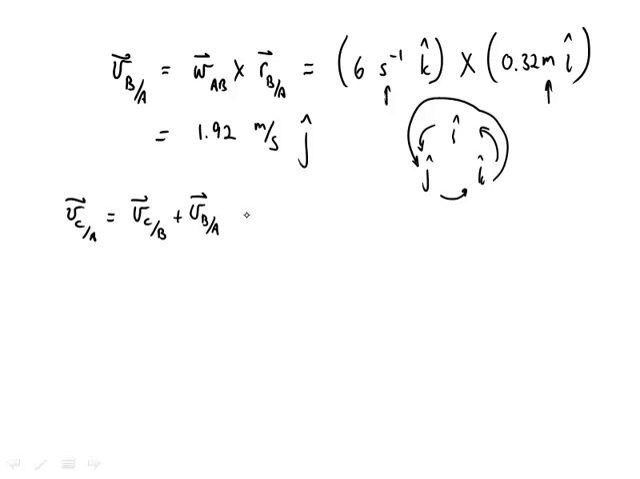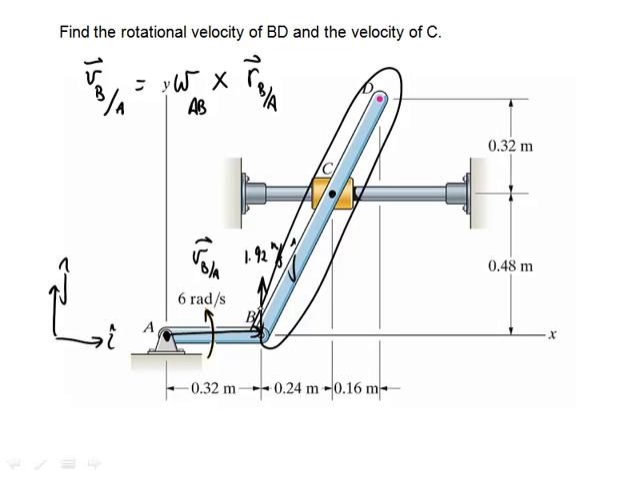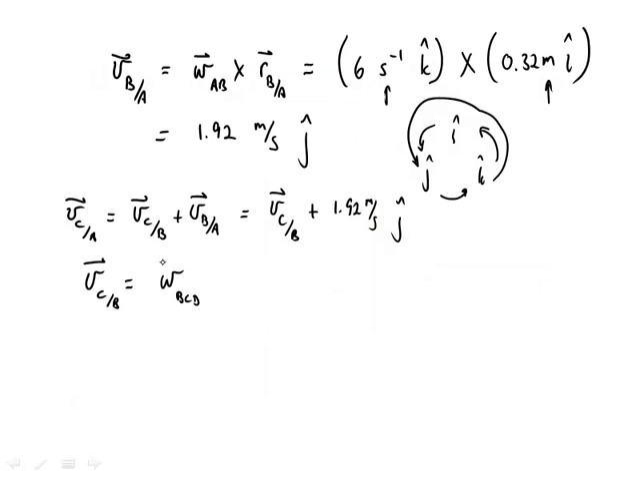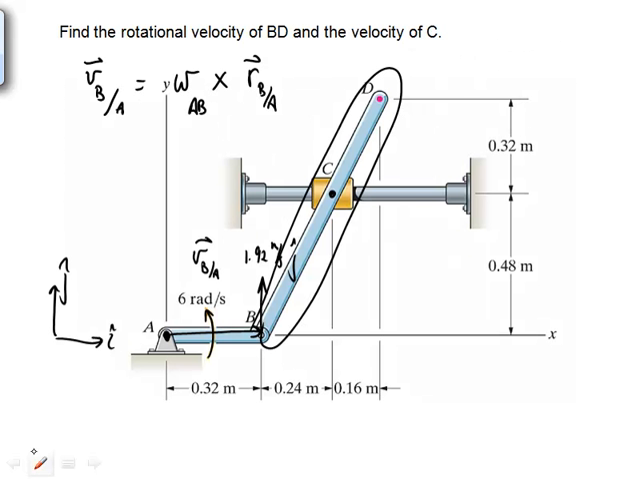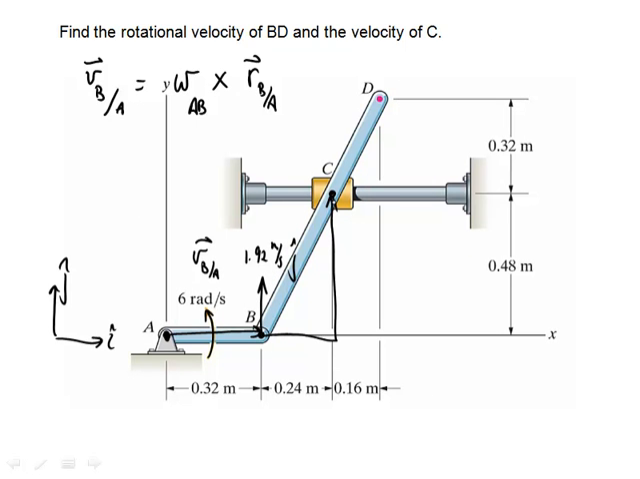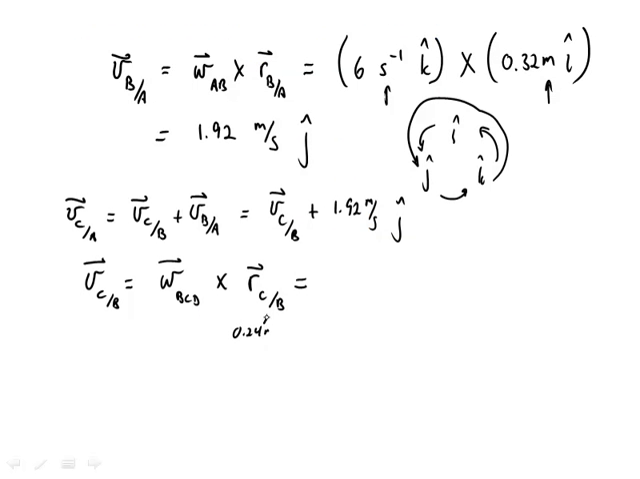Well, I already know what the velocity of B with respect to A is, so that's the velocity of C with respect to B plus 1.92 meters per second j hat. So what's the velocity of C with respect to B? Well, the velocity of C with respect to B is going to be omega. Now, omega of what? Well, in this case, it's the omega of the bar that contains both point B and point C. So it's going to be omega of this bar right here. So I'm going to call that omega BCD. So omega BCD, that's a vector quantity, crossed with the position of C with respect to B. Here's B, there's C, so it's 0.24 meters to the right and 0.48 meters up. So 0.24 meters in the i direction plus 0.48 meters in the j direction.